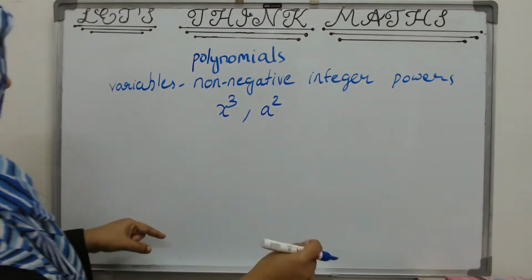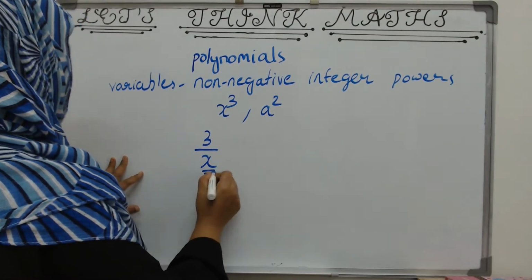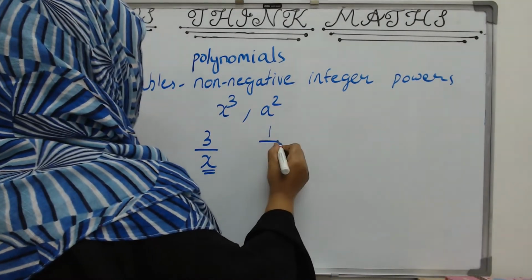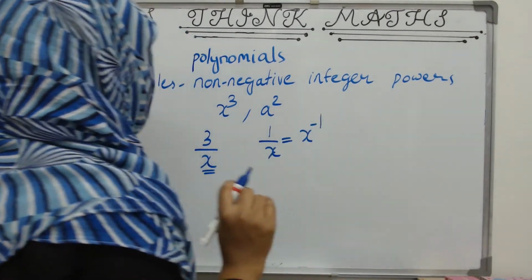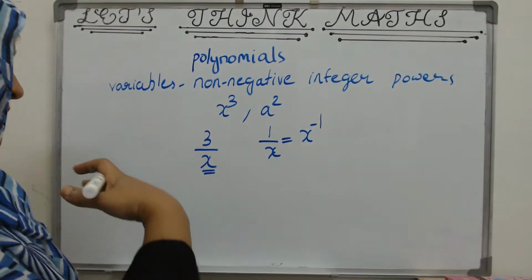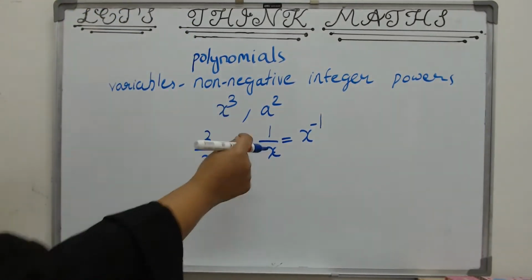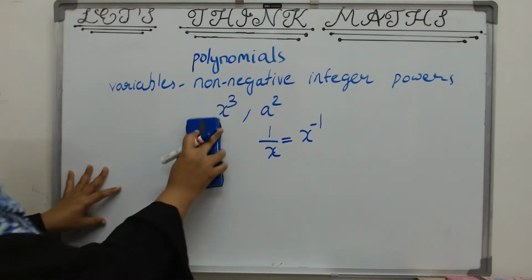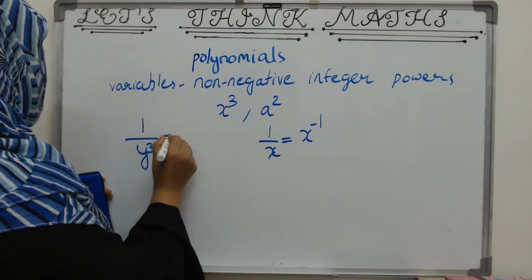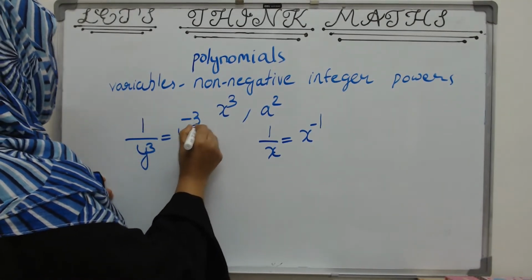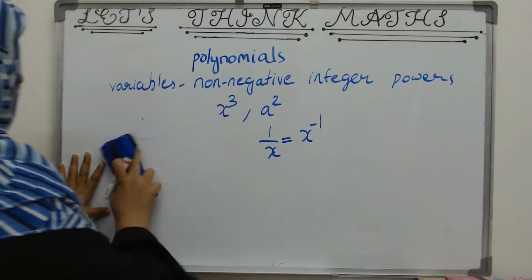What can you not have? You cannot have something which looks like 3 by x. And why is that? 1 by x is actually x raised to minus 1. We have discussed it in detail in our exponents video, so please go through that. Similarly, if you have 1 by y cube, that is actually y raised to minus 3. So we cannot have variables which look like this. And one more example.